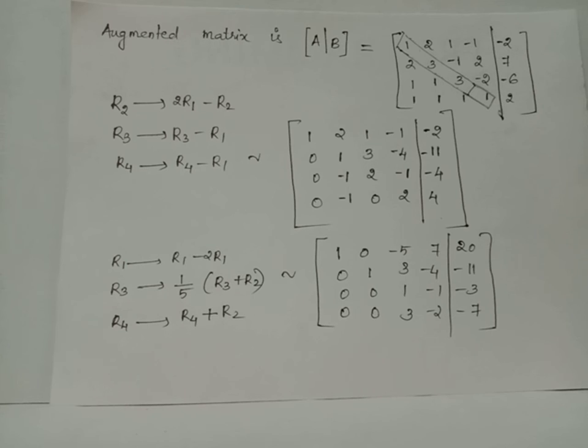If we make use of row transformations, R2 changes to 2 times R1 minus R2, R3 changes to R3 minus R1, and R4 changes to R4 minus R1, we are hereby keeping row 1 fixed, and depending on these row transformations performed, we will get the new matrix, which is the updated augmented matrix. Let us discuss one row transformation. R2 changes to 2 times R1 minus R2.